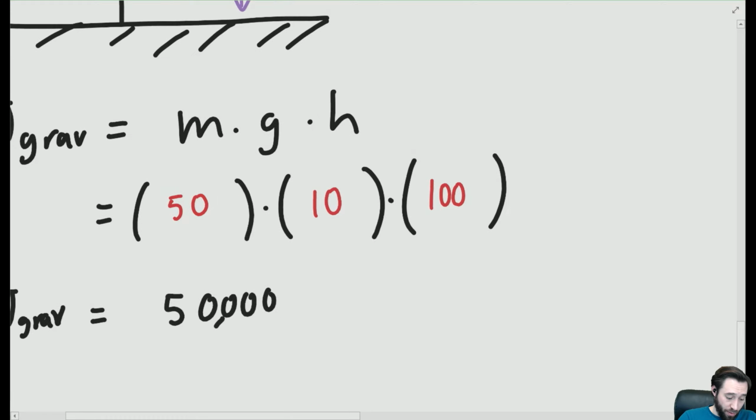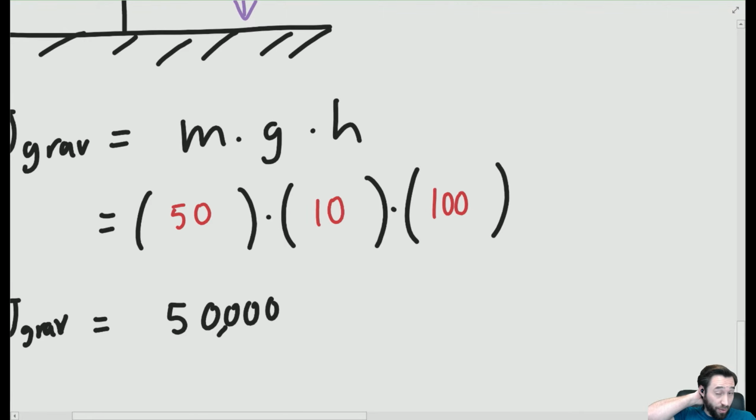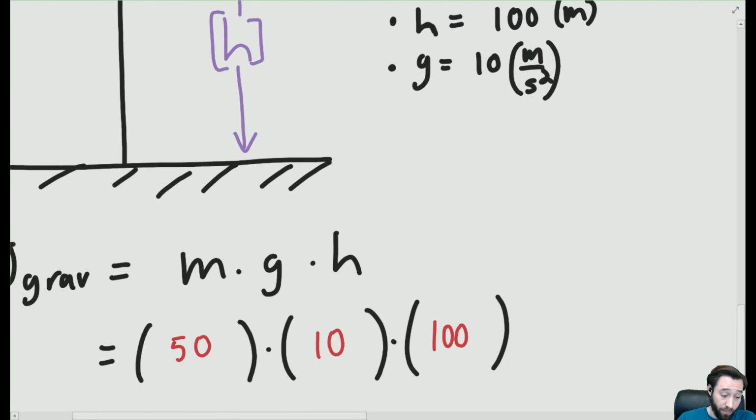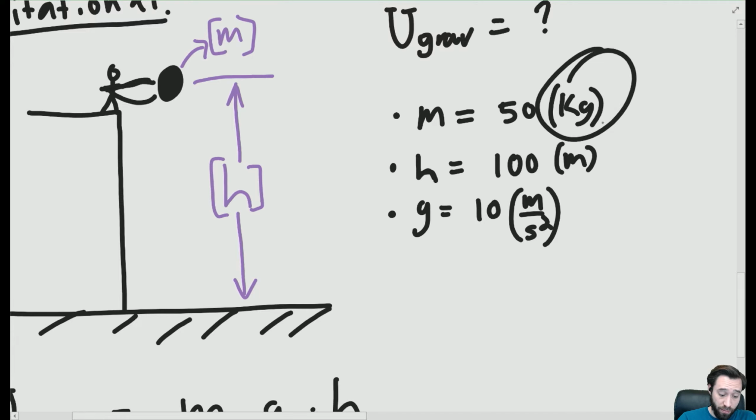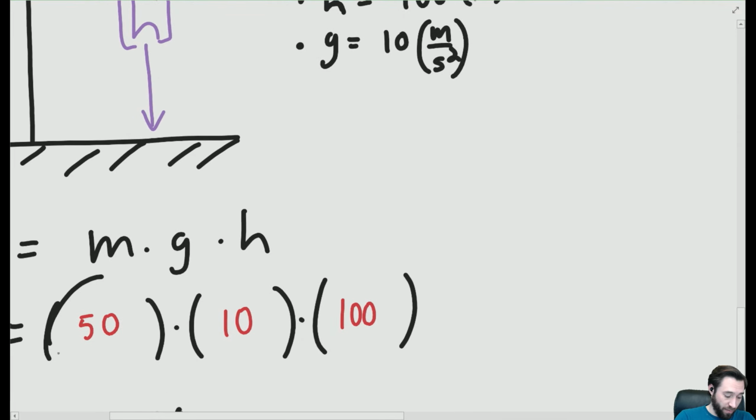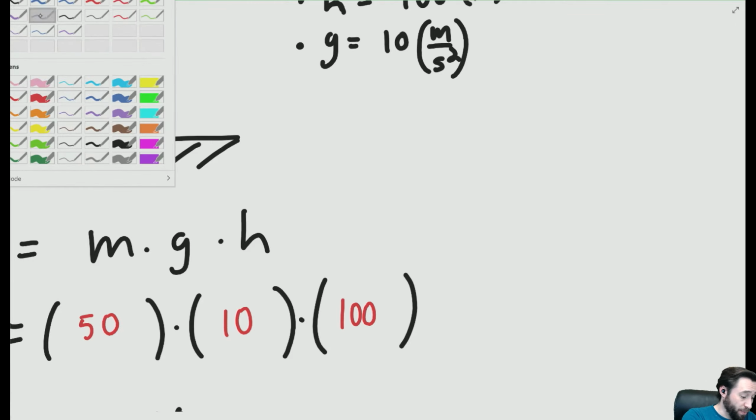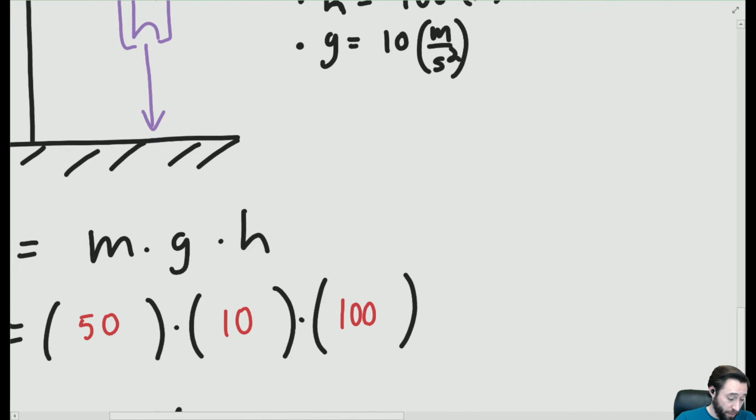Okay, so let's just make sure that the units that we were given, the kilogram, the meters per second squared, come out to the Newton meter that we had before, because we want to make sure that it's in joules. So instead of plugging in the values, we can just plug in what the units are. So we have mass times gravity times height.